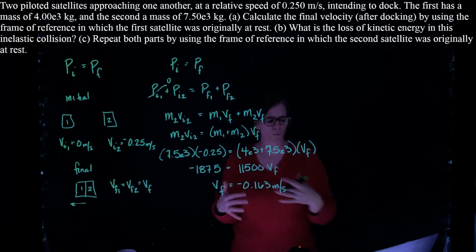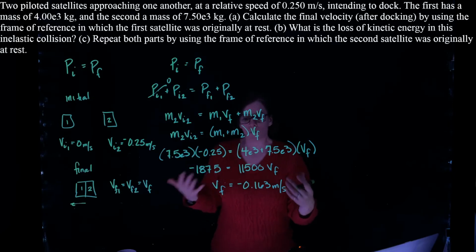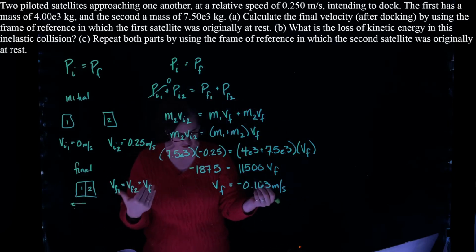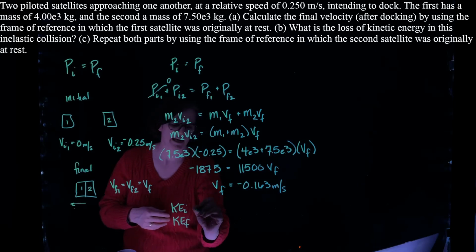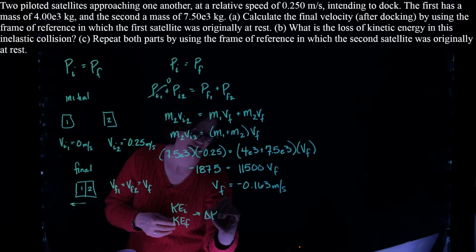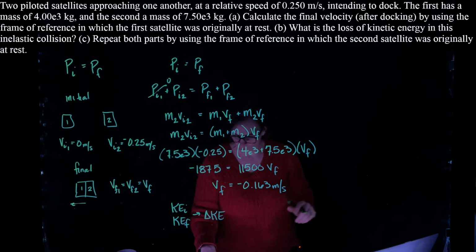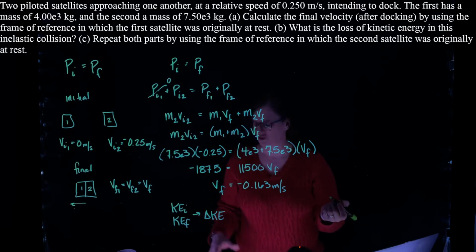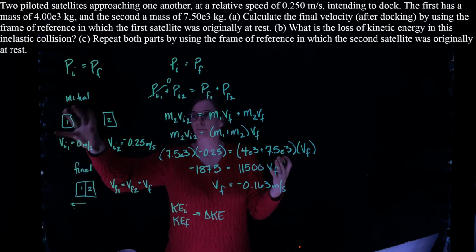Part B says, well, what is the change in kinetic energy of the system? If we want to look at the change in kinetic energy, we want to look at our initial kinetic energy and our final kinetic energy, and we'll do our change in kinetic energy as final minus initial. So what is our initial kinetic energy? Well, our initial kinetic energy only has one object moving, and object 1 is not moving.